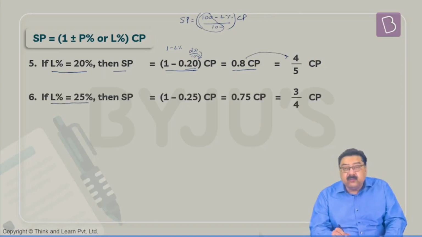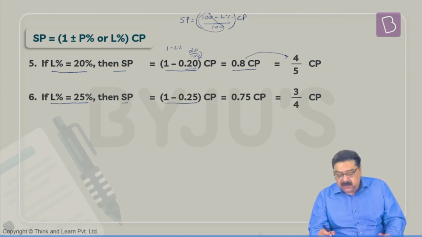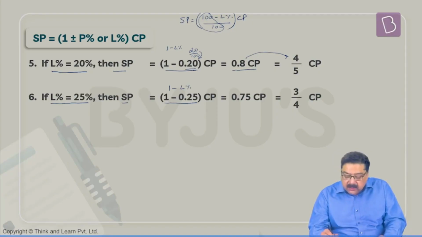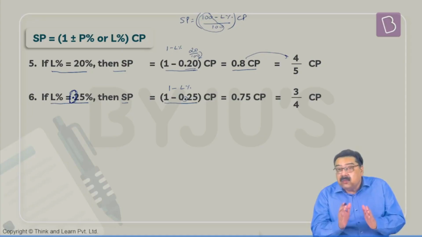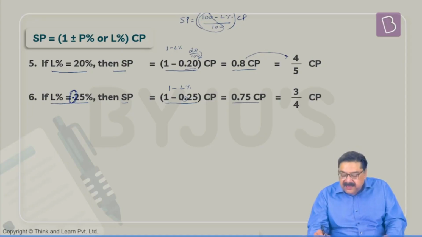If loss percent would have been 25%, then selling price is 1 minus 0.25. So 1 minus whatever is given to you as loss percent figure divided by 100. So all that you need to do is look at this decimal mark, so that you need to place in front of the loss percent figure or value. So you get 0.75 times cost price, and 0.75 is 75%, which is equal to 3 by 4 as given here.